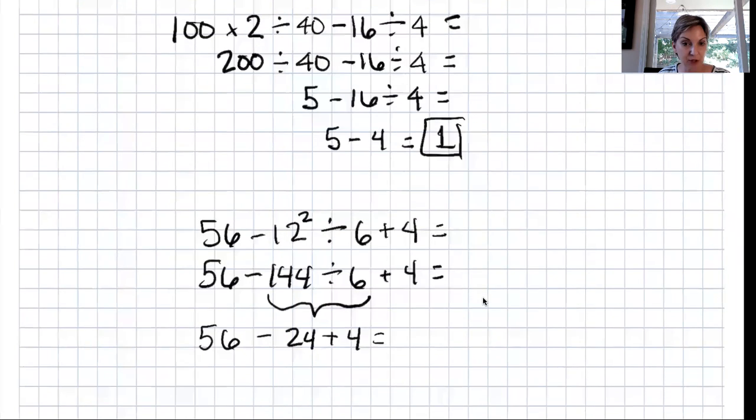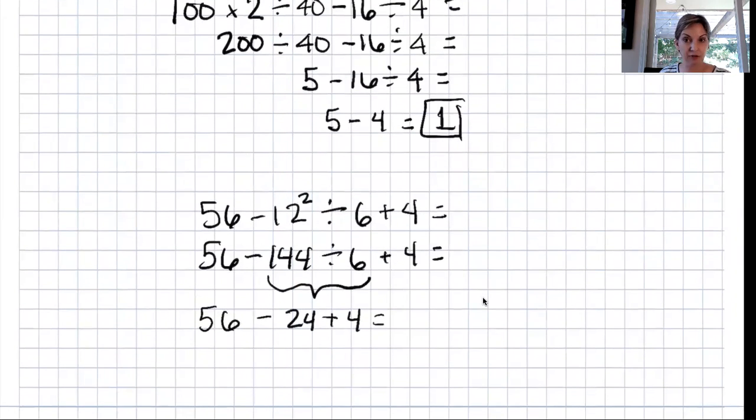Leaving us with just subtraction and addition, which we just do from left to right. So 56 minus 24 is 32, and 32 plus 4 is 36, and we're done.